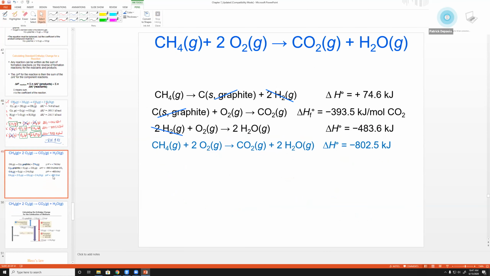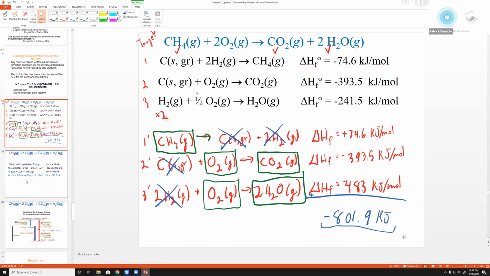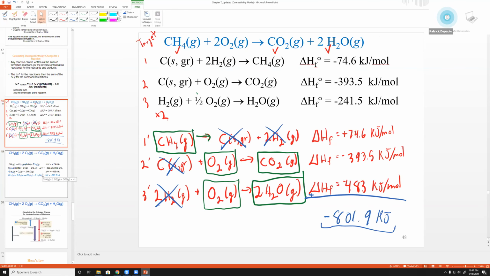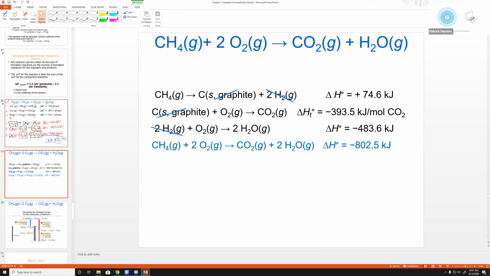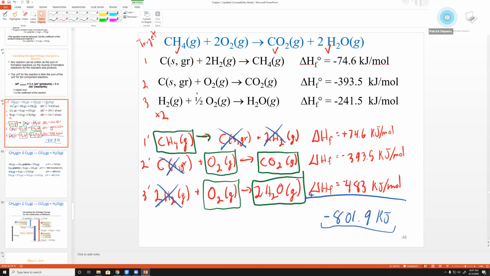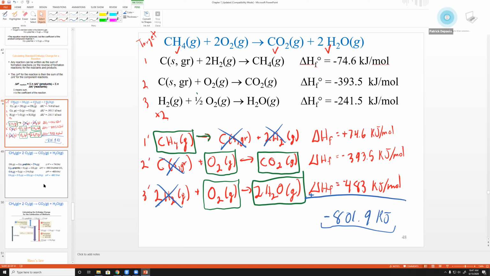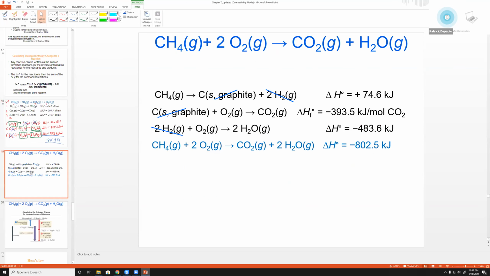Okay, so here's the work. They kind of got this a little bit different. They got 802.5, I got 801.9. What do they do? I don't know, but maybe they rounded differently. Whatever. Oh, probably sig figs. No, same sig figs. I don't know. A little rounding thing. Whatever. Okay.